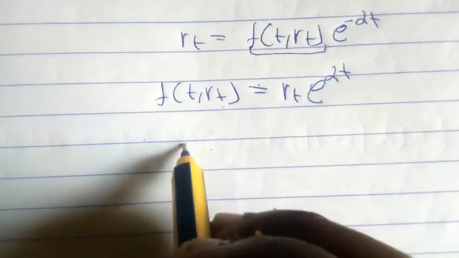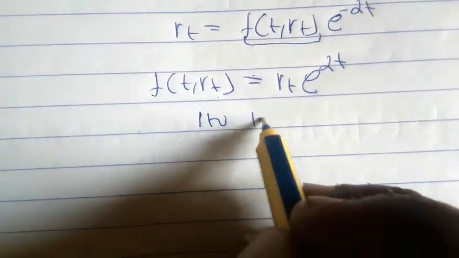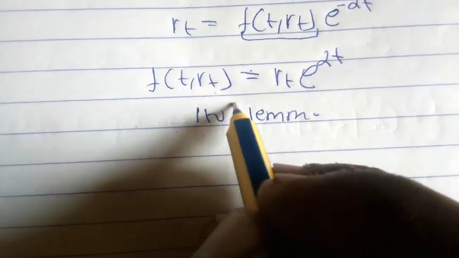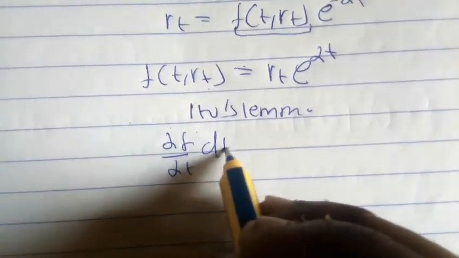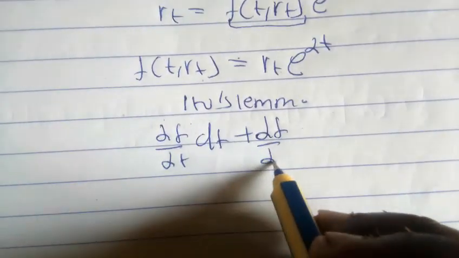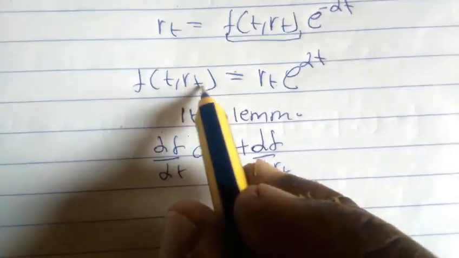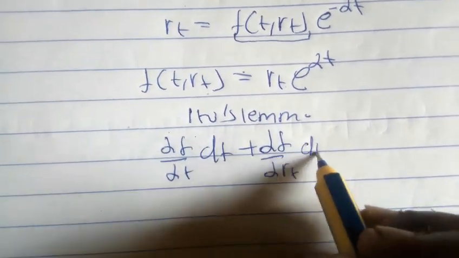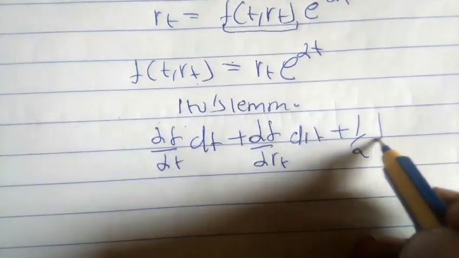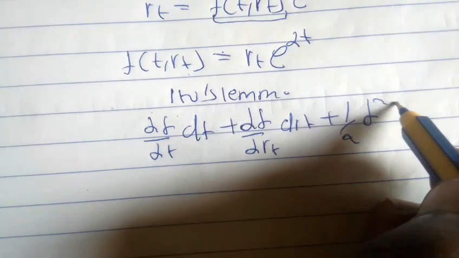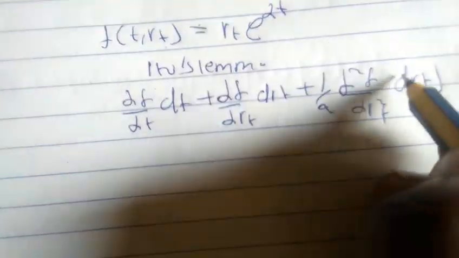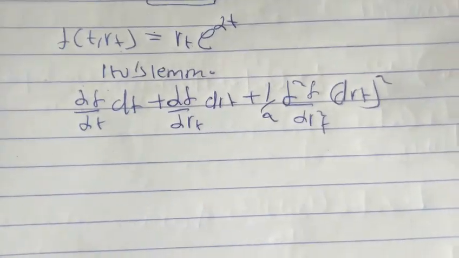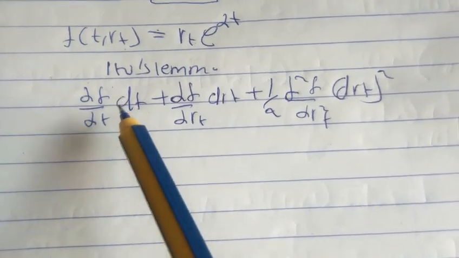For this one, Itô's lemma says that dF is equal to the partial derivative of F with respect to T times dT, plus the partial derivative of F with respect to RT times dRT, plus a half of the second derivative of F with respect to RT times (dRT) squared. So we are going to use Itô's lemma to solve this one.